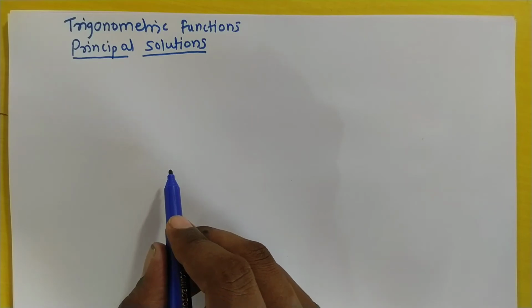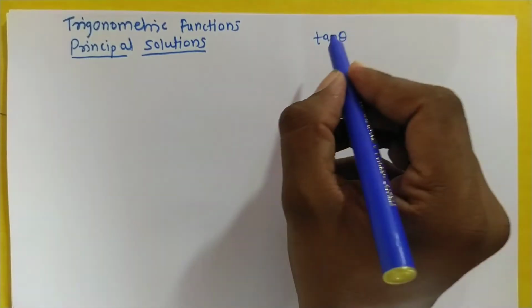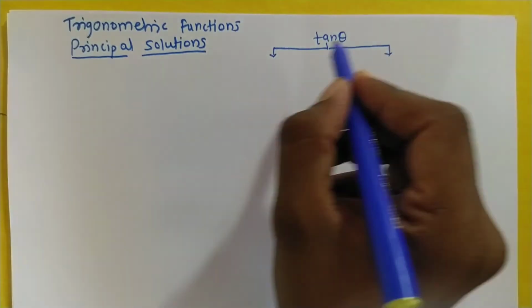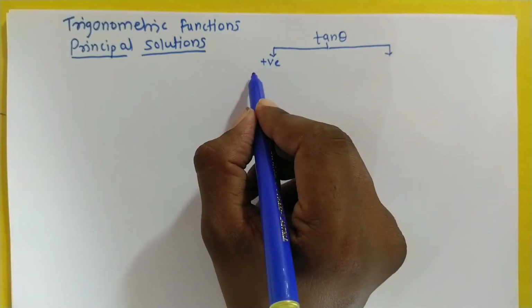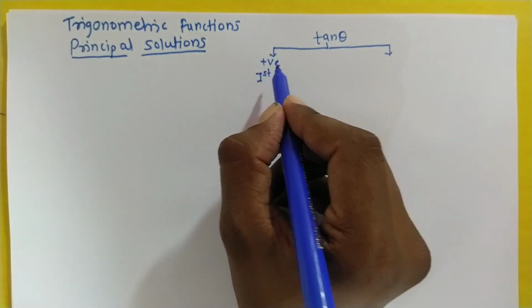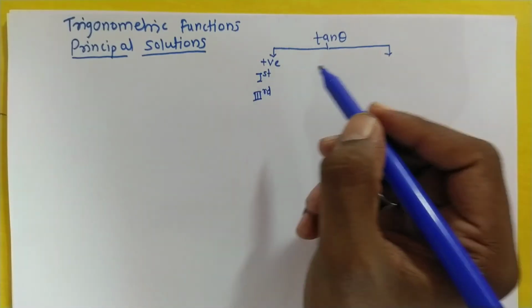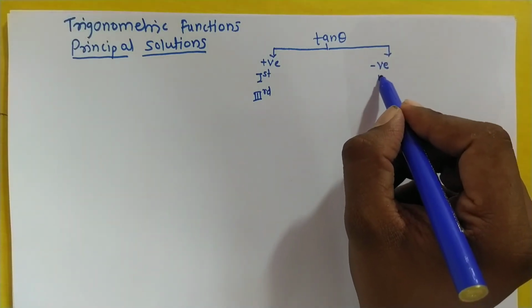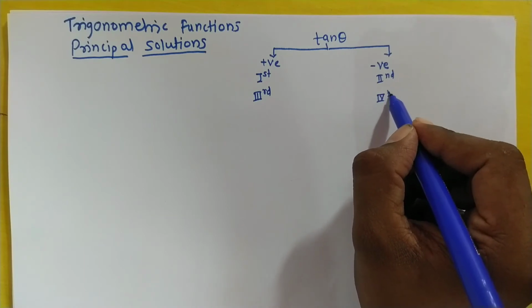Now we take the examples based on tan θ. The tan θ is positive in the first quadrant and third quadrant, and tan θ is negative in the second quadrant and fourth quadrant.